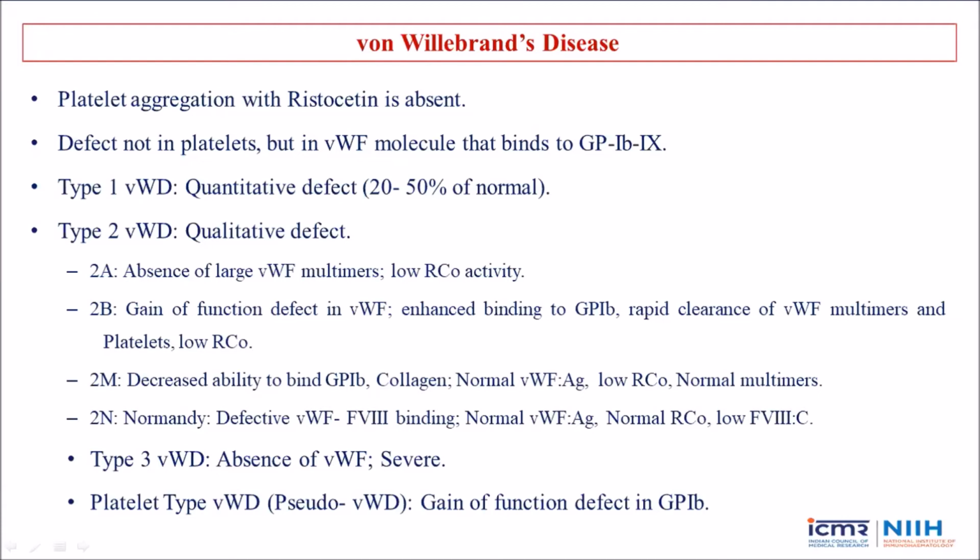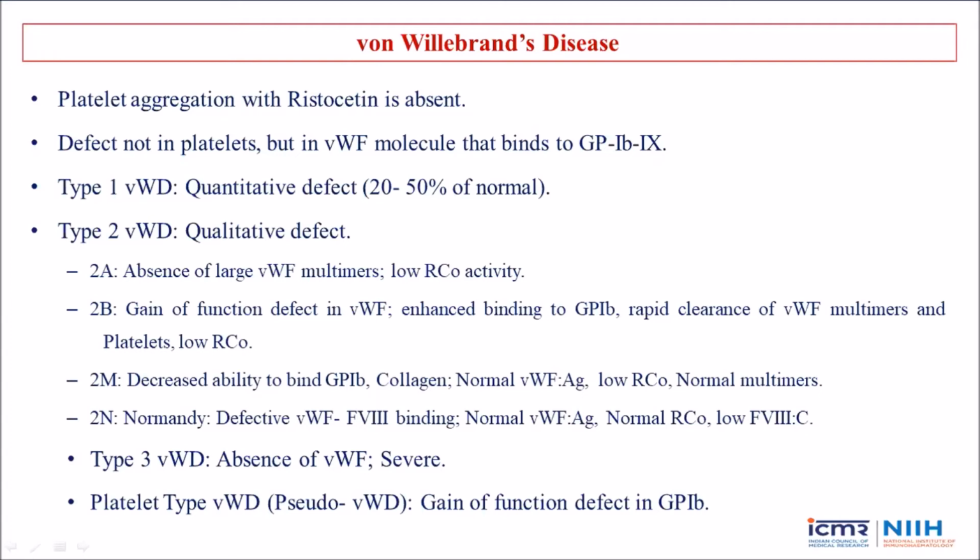Now, there are specialized investigations which should be done to subclassify this type 2 von Willebrand disease. In type 2A, there is absence of large von Willebrand multimers with low ristocetin cofactor activity. Now, type 2B is a gain of function defect of the von Willebrand factor. So it enhances the binding to the GP1B, and there is a rapid clearance of the von Willebrand factor multimers and platelets with a low ristocetin cofactor activity.